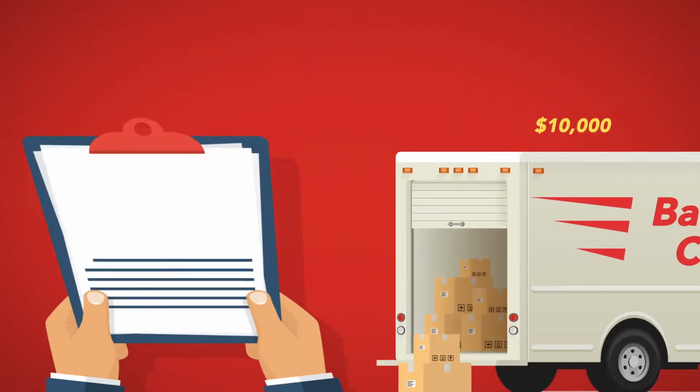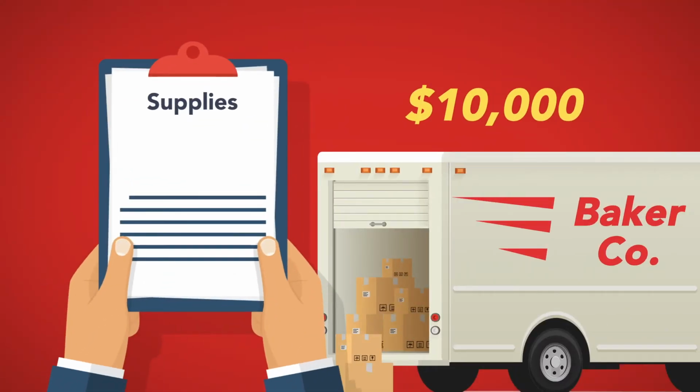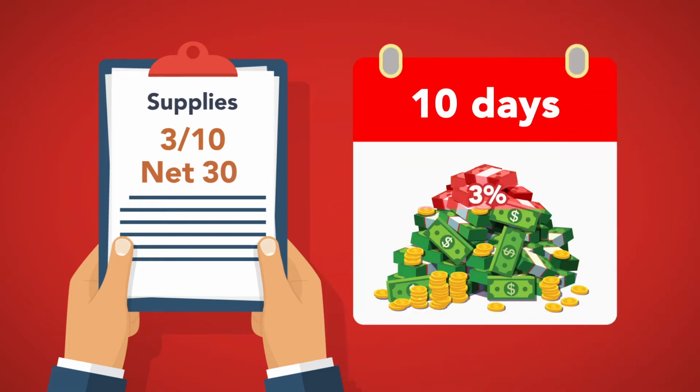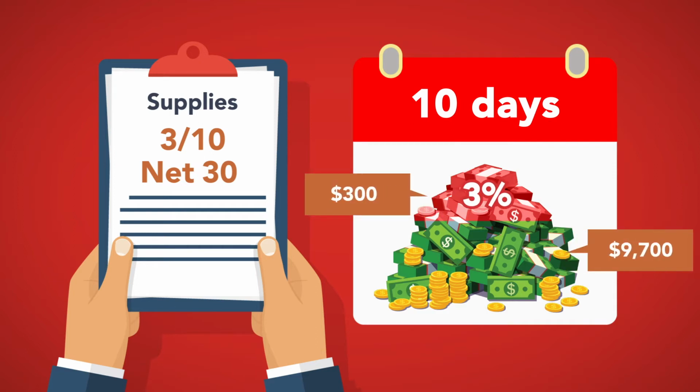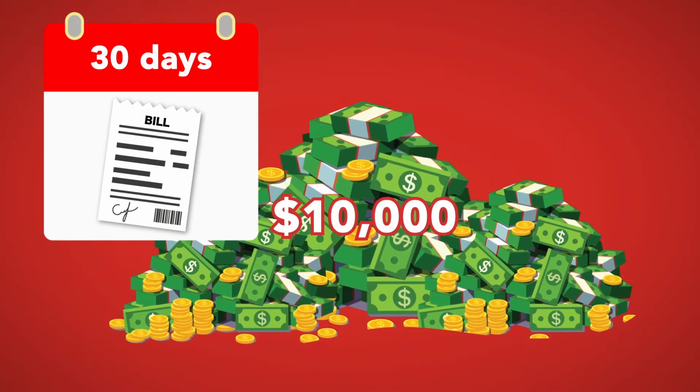For example, Acme Corporation purchases a shipment of supplies for $10,000 from Baker Company with terms of 3/10 net 30. If Acme pays for the supplies within 10 days, it will receive a 3% discount of $300 and will only be obligated to pay Baker $9,700. Otherwise, payment in the full amount is due 30 days from the date of sale.